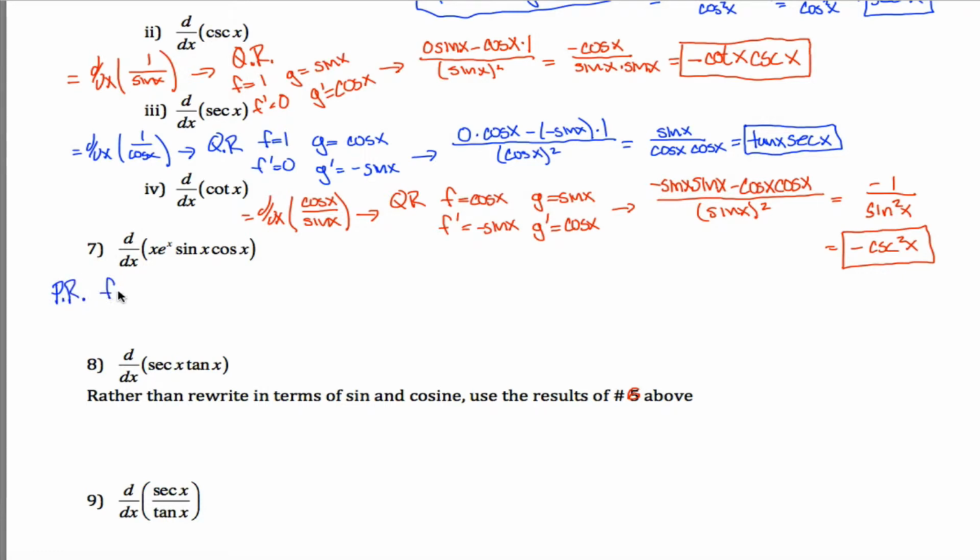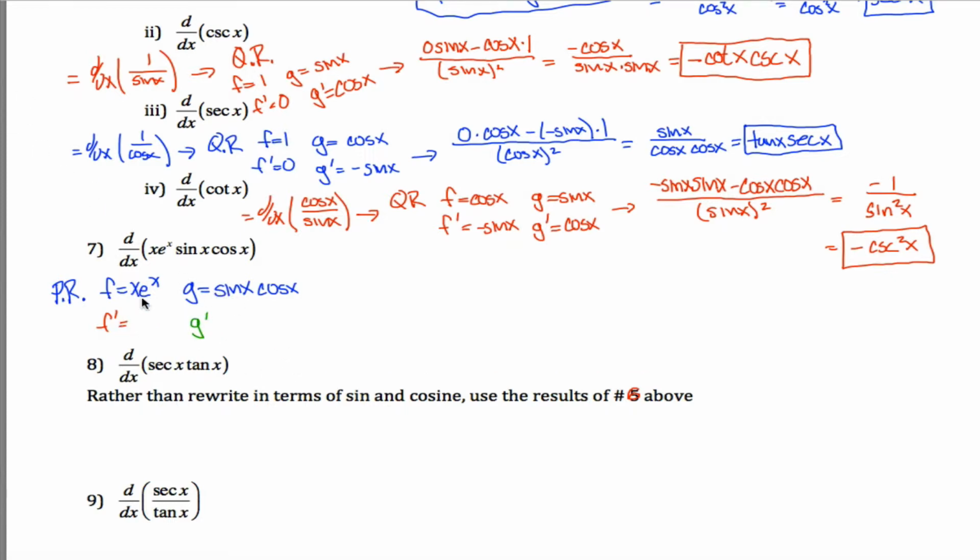Playing the role of f, I'm going to choose, and there's some freedom in what you choose, x e to the x to be playing the role of f. And playing the role of g, I'm going to say it's sine of x times cosine of x. And the reason why is I'm going to figure out f prime here and g prime here, and I'll figure out both of those using the product rule.